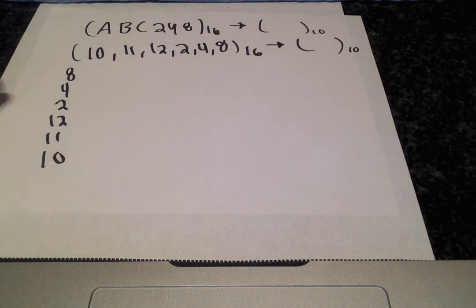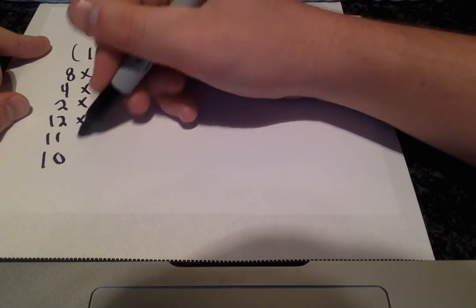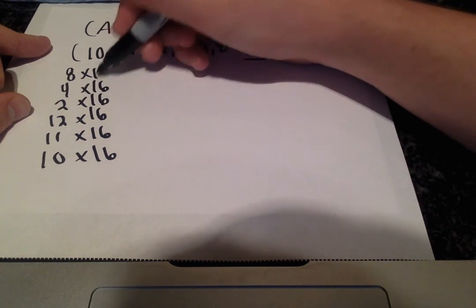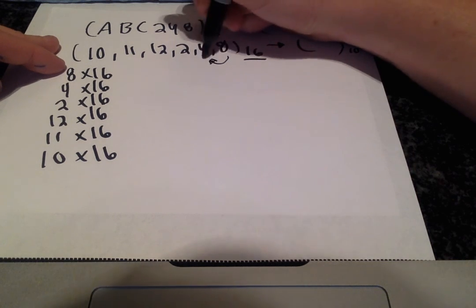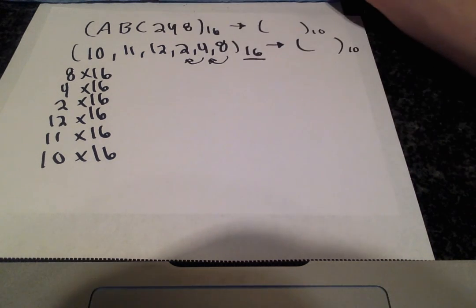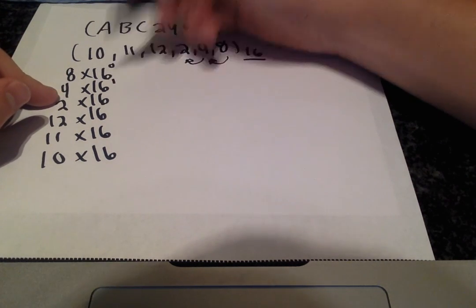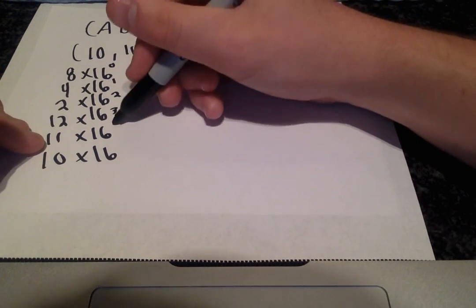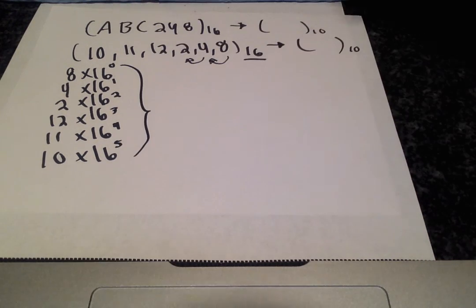All right, and because we have base 16, we're going to multiply each number by 16 raised to a certain power. And if you'll recall, we get that power starting with the last number and moving forward. So 8 times 16 to the power of 0, 4 times 16 to the power of 1, 2 times 16 to the power of 2, 12 times 16 to the power of 3, 11 times 16 to the power of 4, 10 times 16 to the power of 5. And we want to take the sum of all of these terms.